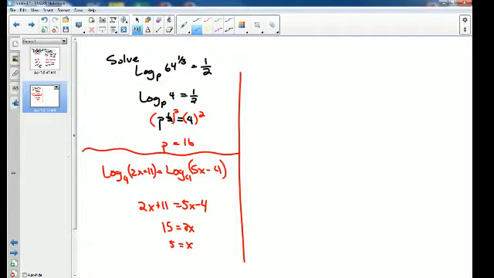I've never seen that. What does that say? I don't know what that is. 15 equals what? How do you get 3? That's a 3.